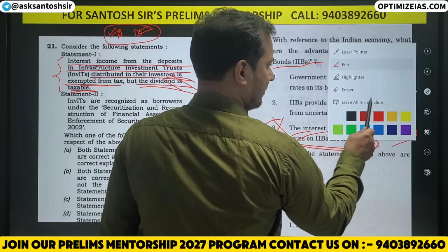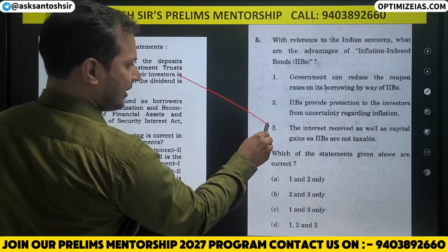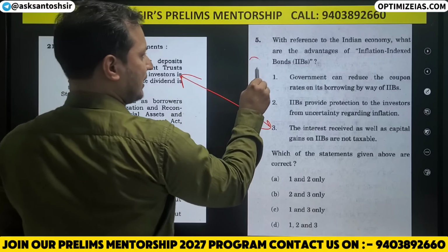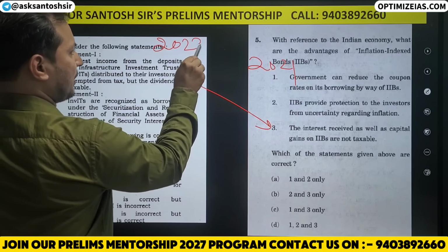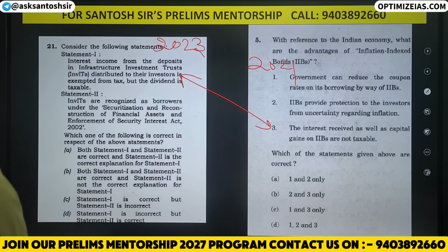I'll just erase this. How many of you can find a relation between these, this is the 2021 prelims exam, this is the 2023 prelims exam? Can you see a relation between these two statements? How many of you can find the pattern? Because if you fail to find the pattern, it means you are not learning, you are memorizing. Guys, UPSC is not about rote learning.